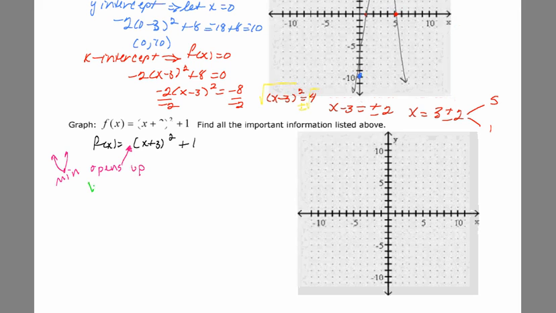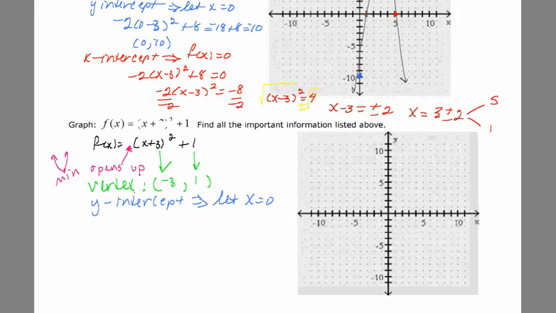Let's actually find the vertex. It's just going to be the h and the k that drop out of the problem, opposite sign on h, same sign on k, and let's work on the y-intercept. We're just going to let x be equal to 0. So let's go to that function and plug in a 0. 0 plus 3 squared plus 1 will be 9 plus 1, which is 10. So the y-intercept is at (0, 10).